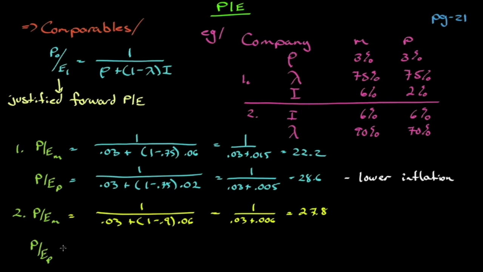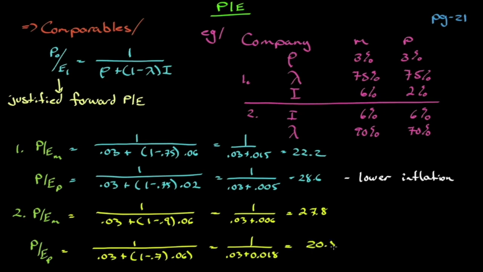The next company, P, is 1 over 0.03 plus 1 minus 0.7, not 0.9. Again, 0.06 will give us 1 over 0.03 plus 0.018, which will give us 20.8. So, look again at the difference.